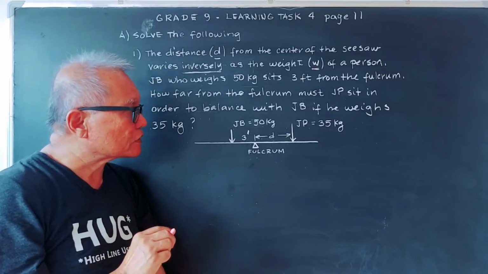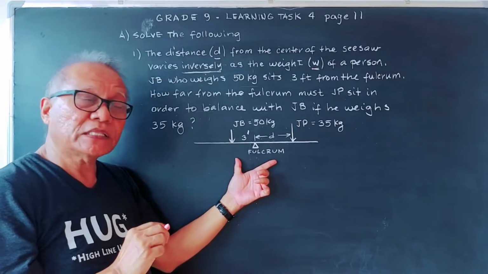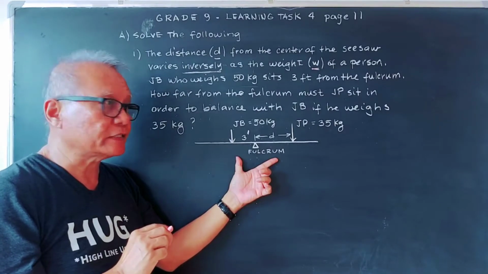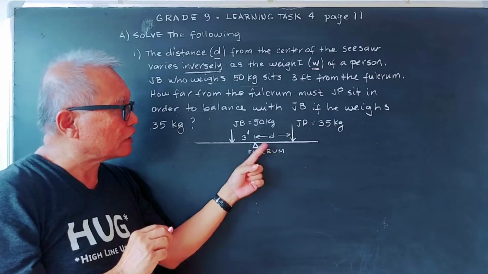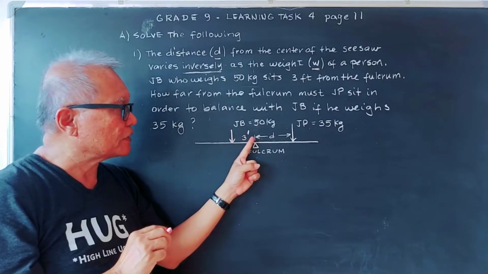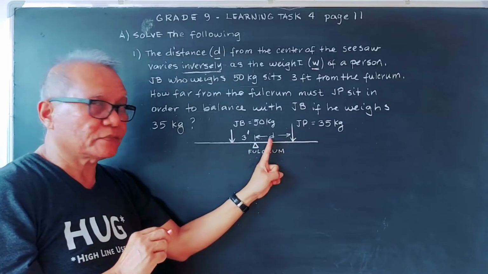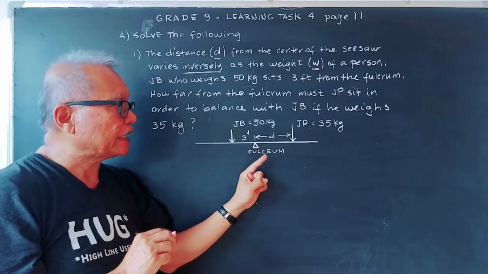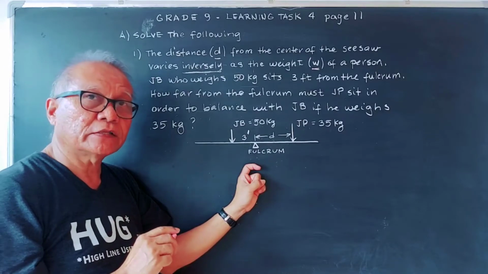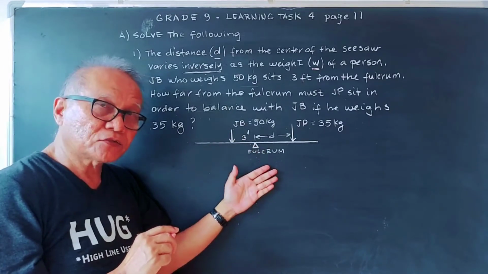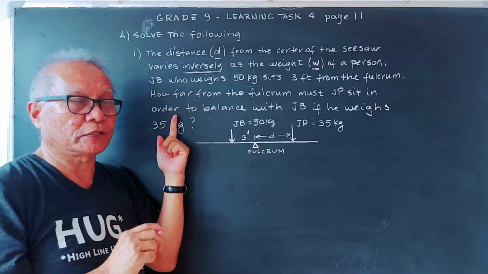Sa physics, kung nag-aaral kayo ng physics, madali lang siya. Moment, force times distance. So, sa physics, ganito lang siya. 50 times 3 is equal to 35 times D. You solve for D, and D is equal to 150 over 35. Tapos na ang problema. Pero ito ay maths, so gagamit tayo ng variation.